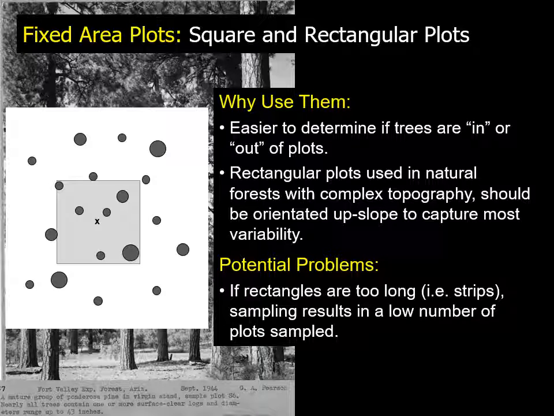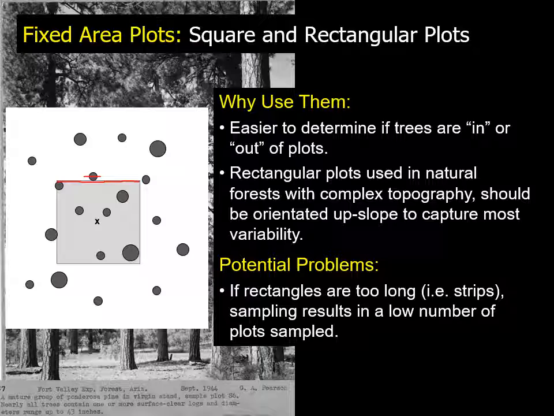Now let's talk about some of the advantages and potential limitations of different plot types. If we start thinking about things with right angles at their corners, such as squares and rectangular plots, they become very easy to determine if a tree is in or out by simply sighting down the boundary and determining is the midpoint of a tree inside or out of the plot we're dealing with.